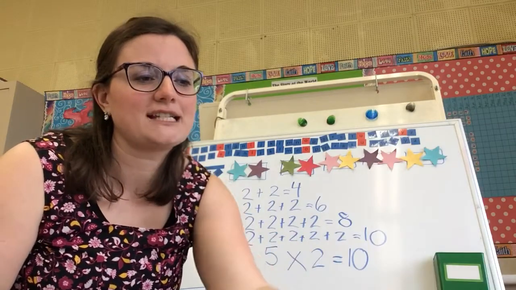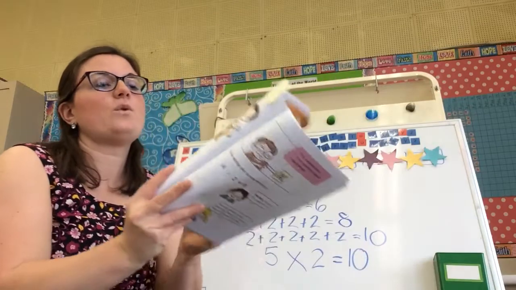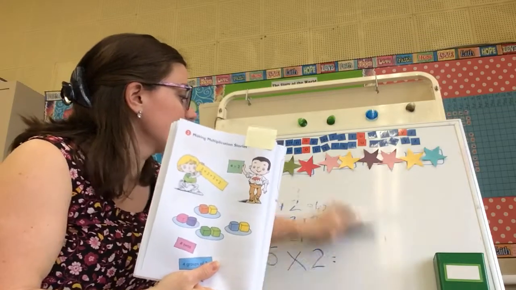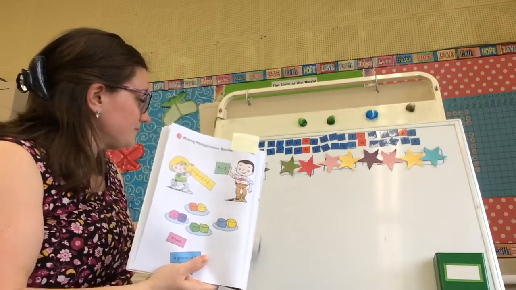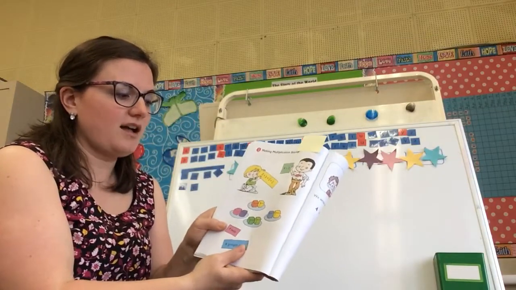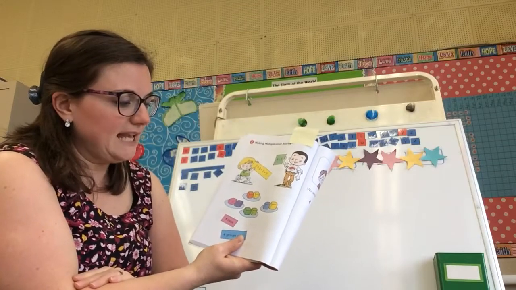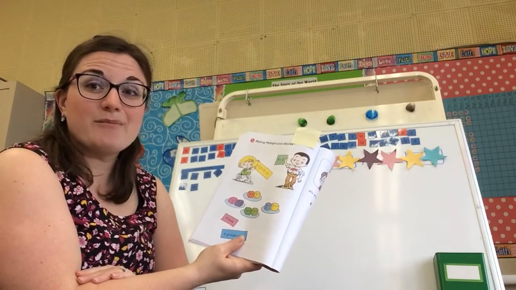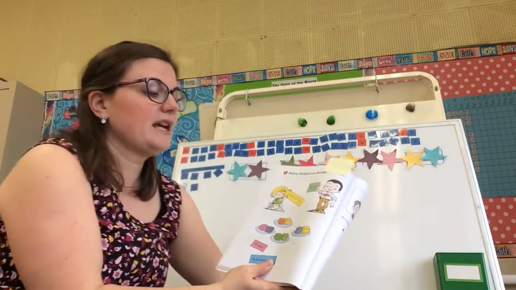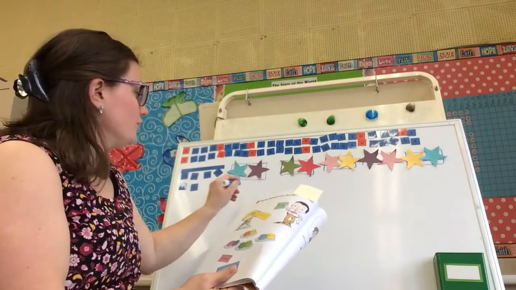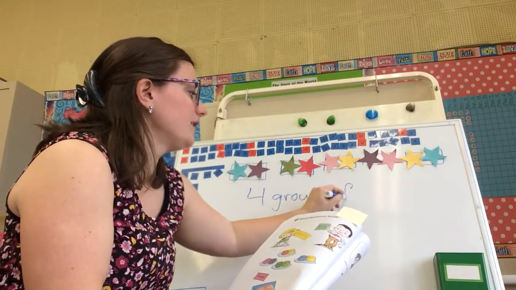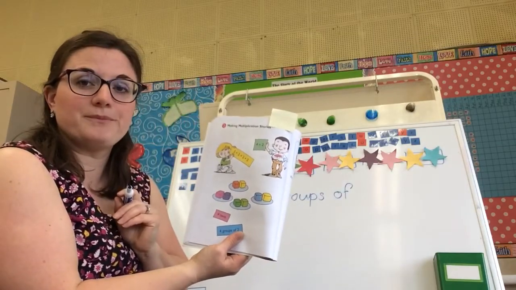So press pause and grab your textbook, and we're going to open up to page 46, where we've got some colored blocks on a plate here. Can you open up to page 46? Okay, so we've got some colored blocks here. Now, how many plates are there, or how many groups of blocks are there? Let's count. 1, 2, 3, 4. There are 4 groups. And how many are in each one? How many blocks are in each group? 2.